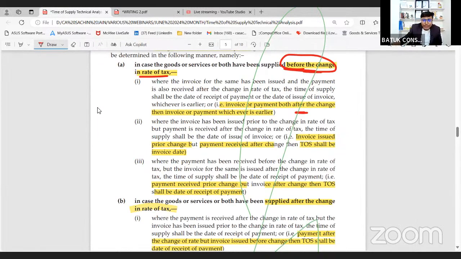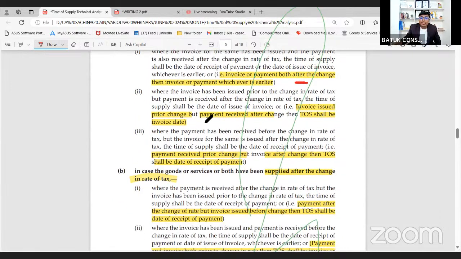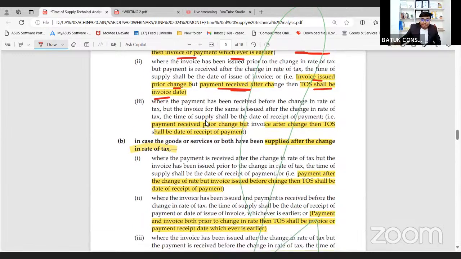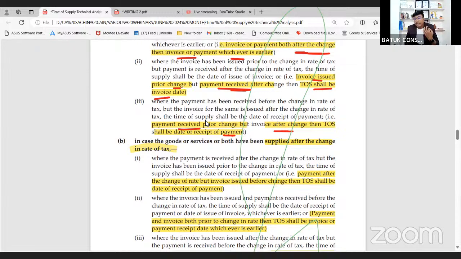So when goods supplied before the change in rate of tax, invoice or payment both after the change, in that case IRP, whichever is earlier. Invoice issued prior to change but payment received after, in that case time of supply will be invoice date. If invoice after the change but payment received prior, in that case date of receipt of payment will be treated as my time of supply. I suppose the complete concept is okay for you.